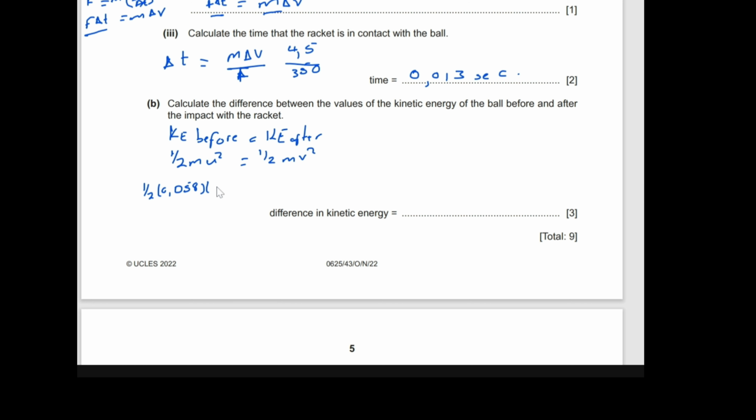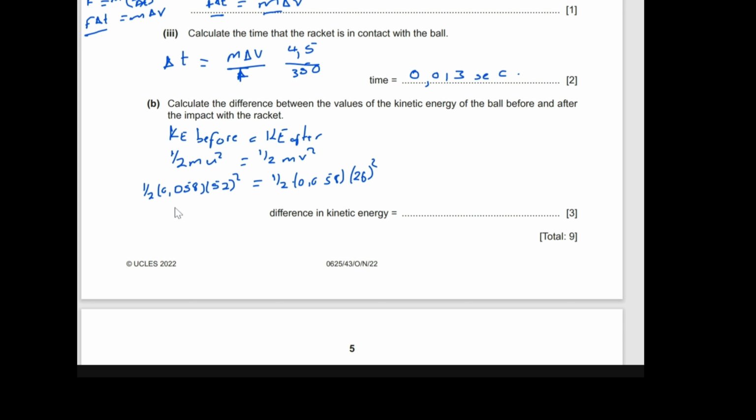So before, we had 52 as the speed squared, equals half, the mass is constant. Here the final velocity after it was hit was 26 meters per second squared. Okay, so what is happening here?